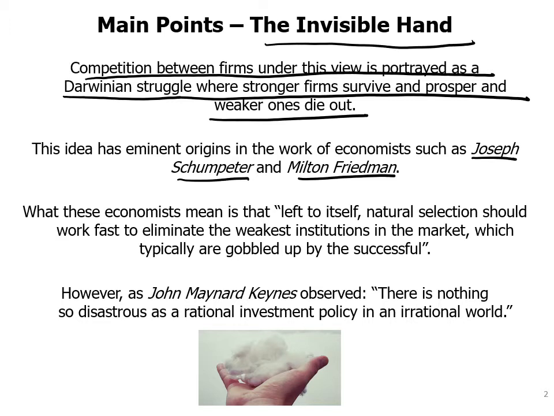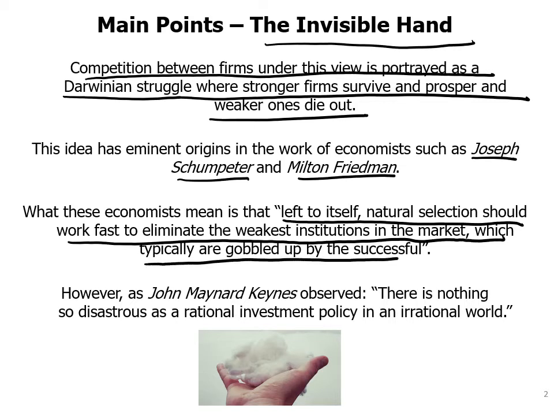All right, so what do economists mean when they talk about the invisible hand? What they just mean is that left to itself, natural selection should work fast to eliminate the weakest institutions in the market, and these institutions should typically be gobbled up by the successful. So weaker firms will not survive. And of course, the same happens in the job market.